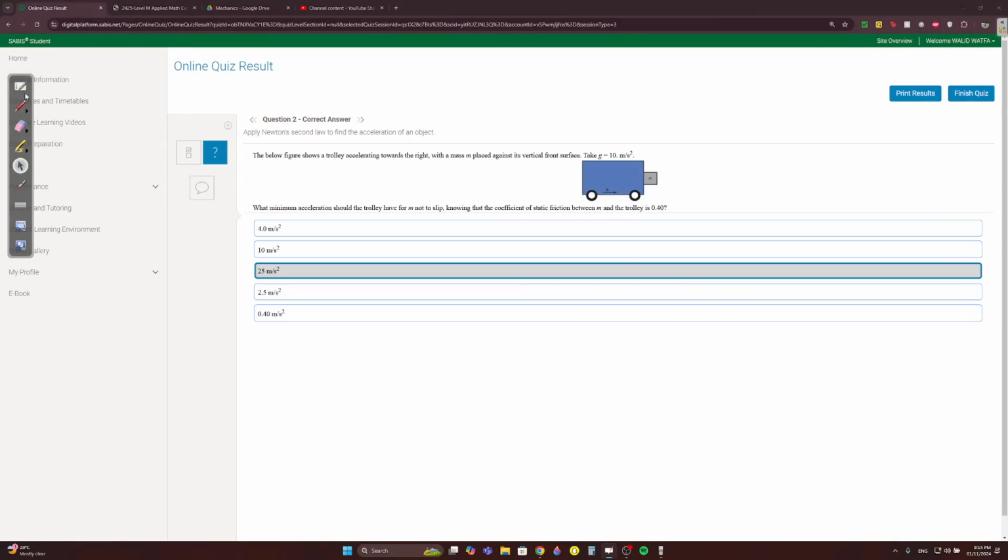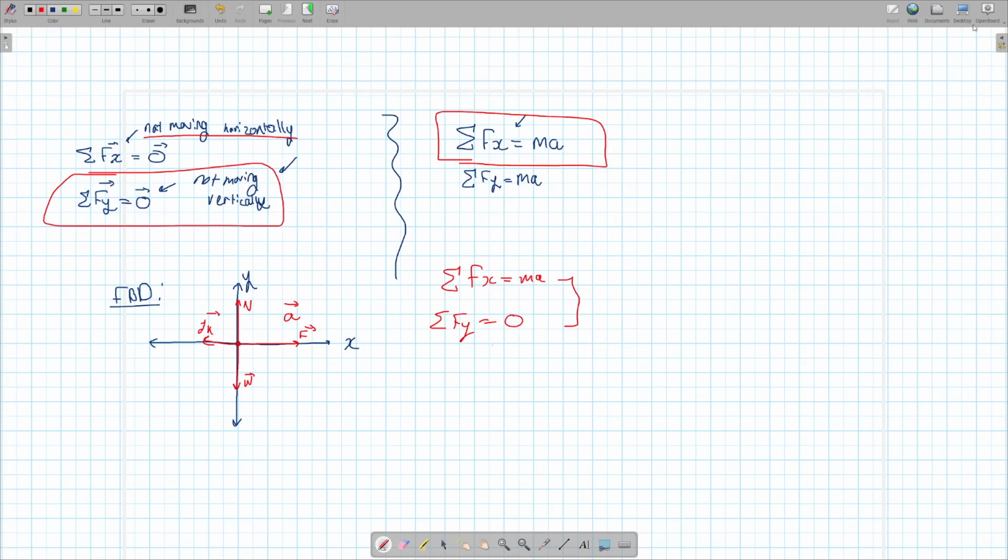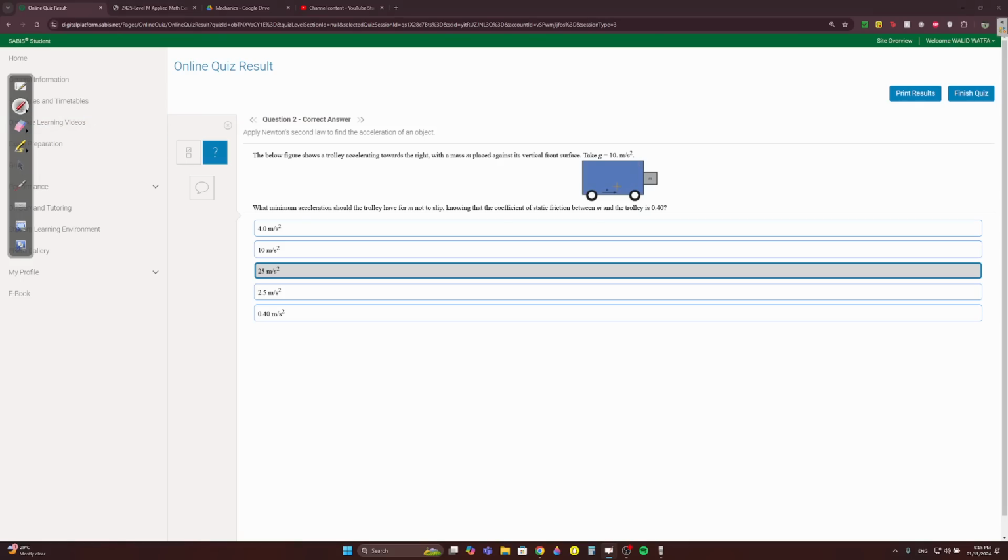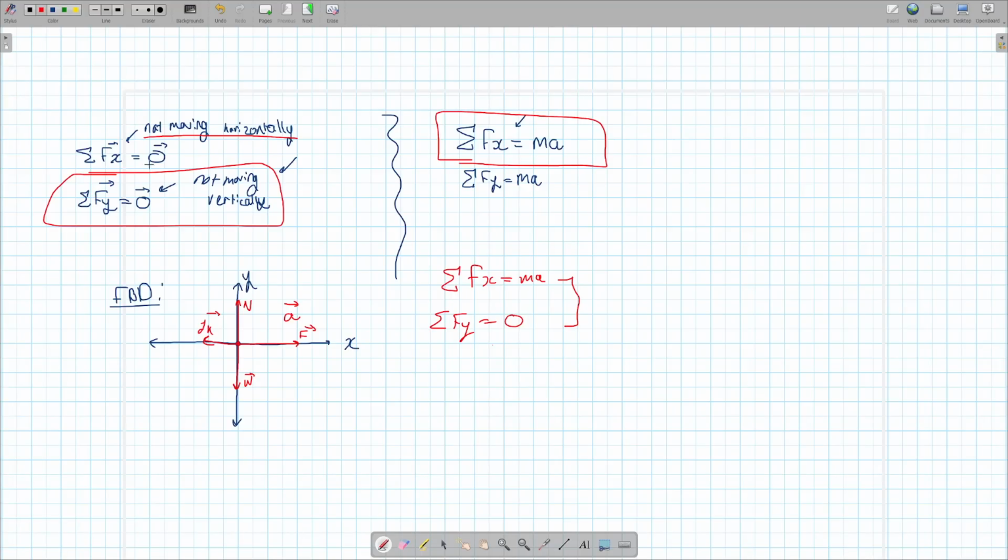I'm going to start solving. Now that you know this, you understand. It's easy for you to solve all FBDs, all types of these questions. Also, you should know that the normal is always perpendicular to the horizontal base that your object is placed on.